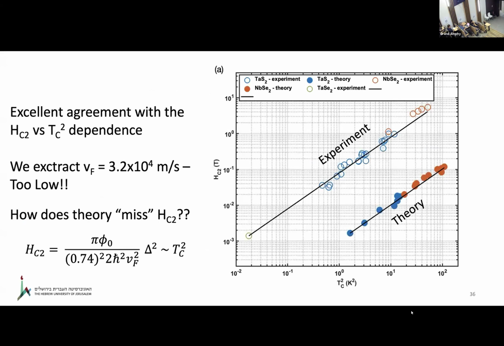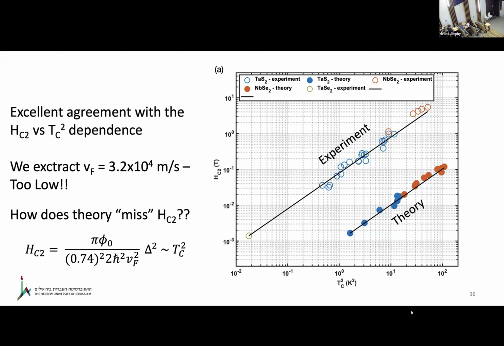Now, okay, you get the same very nice curve, but the values are all wrong. And the values are wrong because you assume this relation which depends on V Fermi, and if you extract V Fermi from our data, you get the number 3.2 times 10 to the minus 4, which is a wrong value. No data set on TaS2 gives you such a slow Fermi velocity. ARPES and DFT and any kind of measurement that you get gives you between a factor of 3 to a factor of 10 faster V Fermi. So what this means is that this formula is wrong.